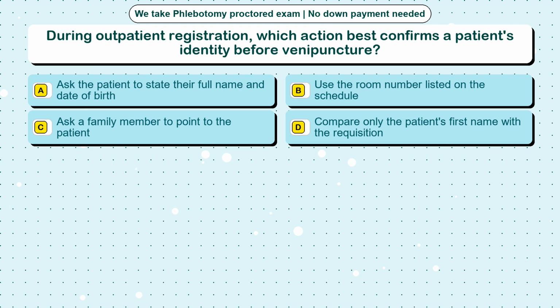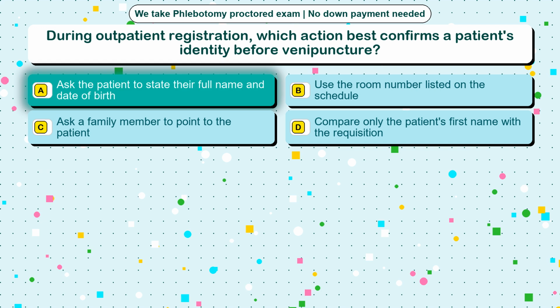Question 3. During outpatient registration, which action best confirms a patient's identity before venipuncture? Option A, ask the patient to state their full name and date of birth. Option B, use the room number listed on the schedule. Option C, ask a family member to point to the patient. Option D, compare only the patient's first name with the requisition.